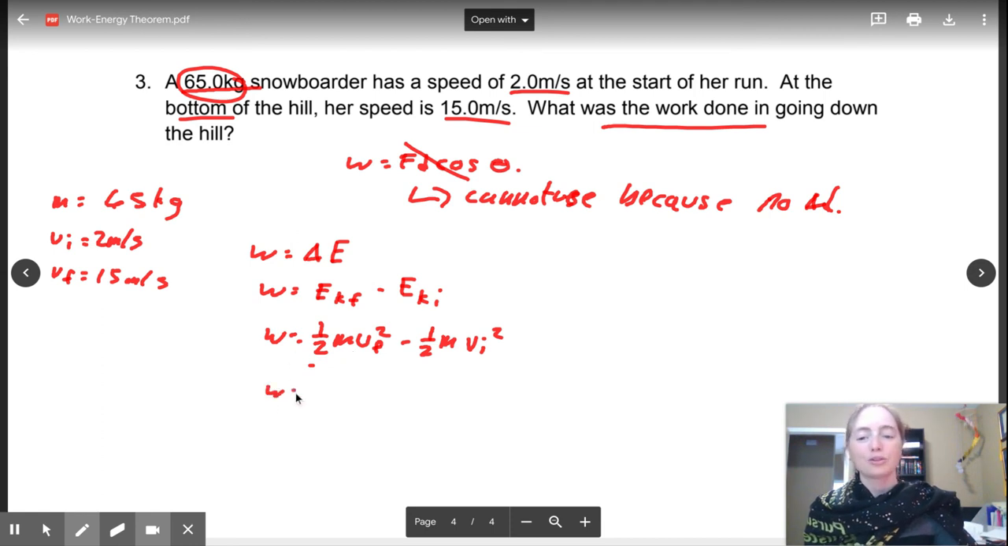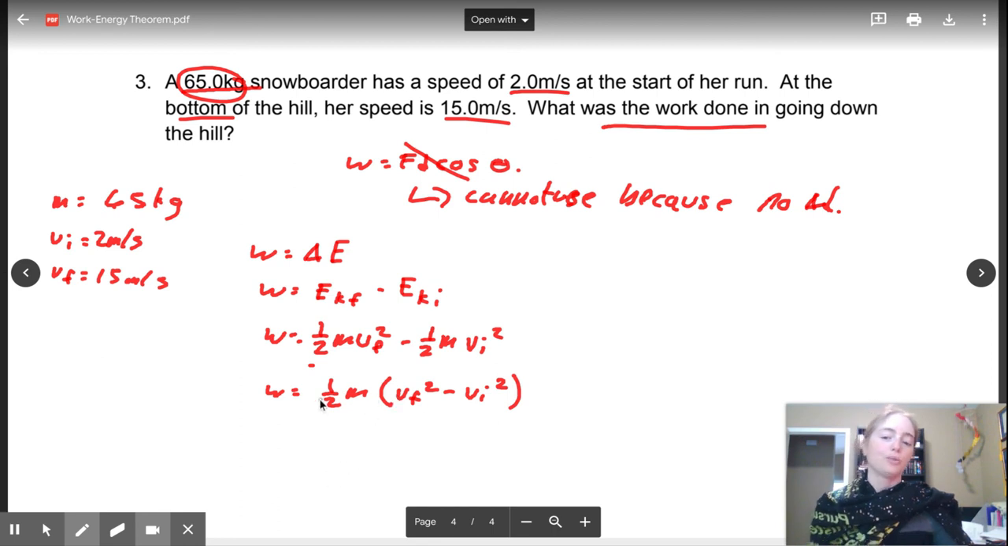Okay, so work is going to equal 1/2 m times vf squared minus vi squared. All I've done is factor out the 1/2 m from both of those terms because they're identical. And once again, if you really want to, you're more than welcome to find EK final and EK initial in separate calculations and then subtract them.